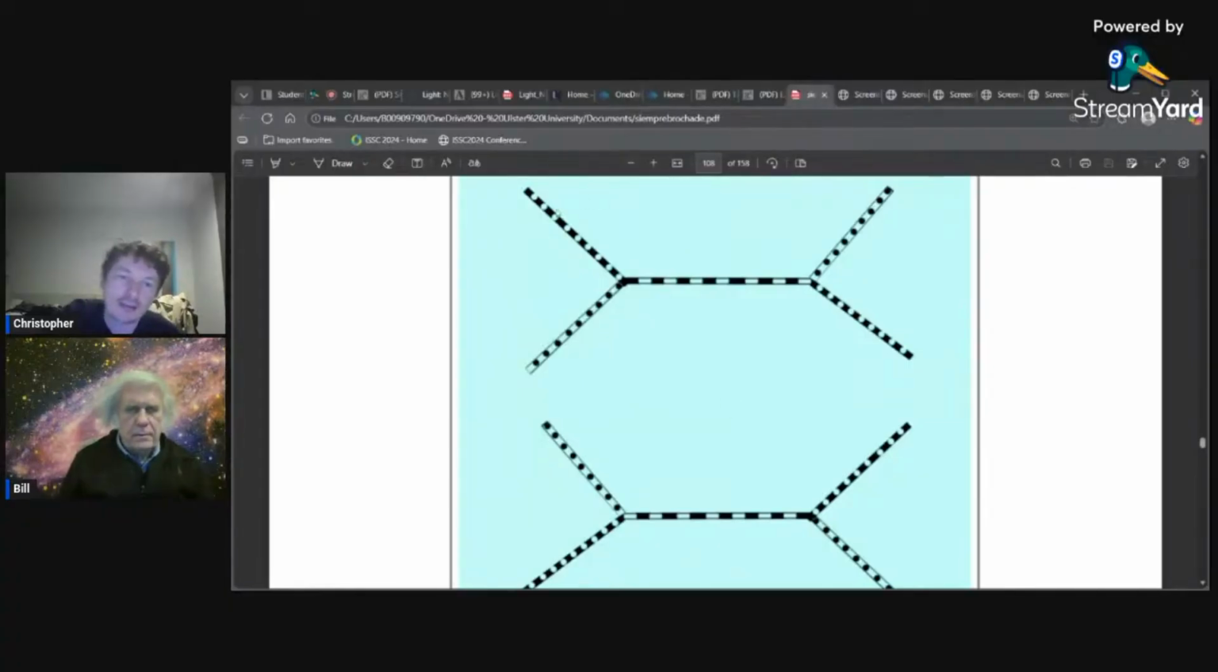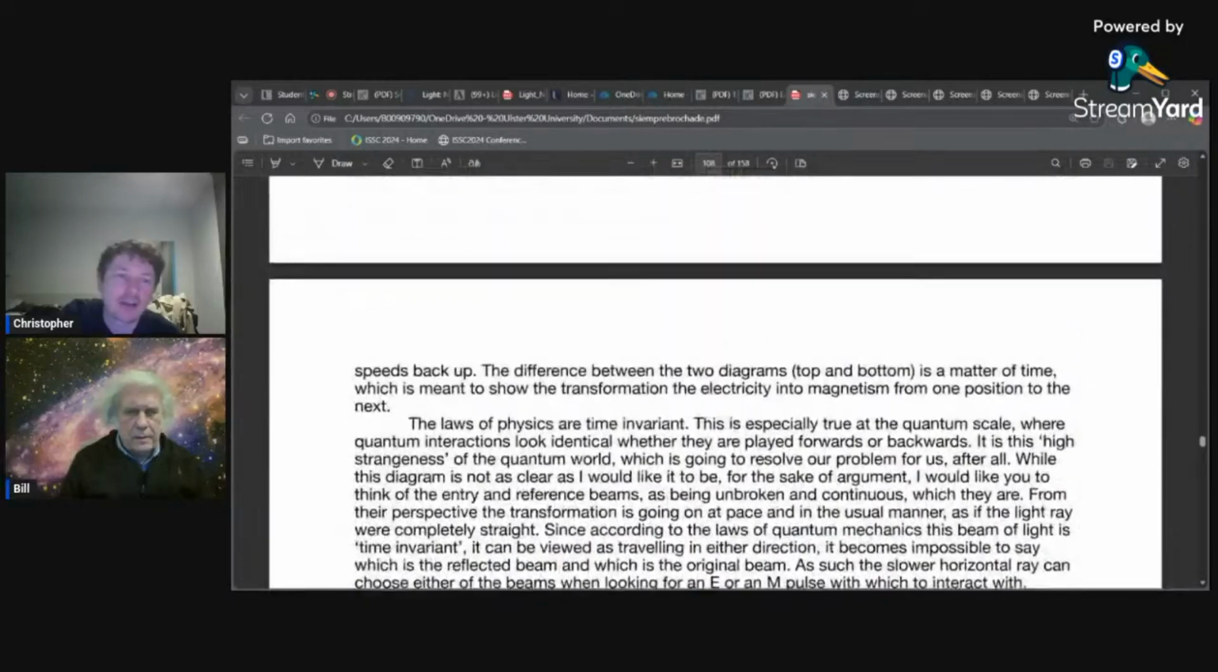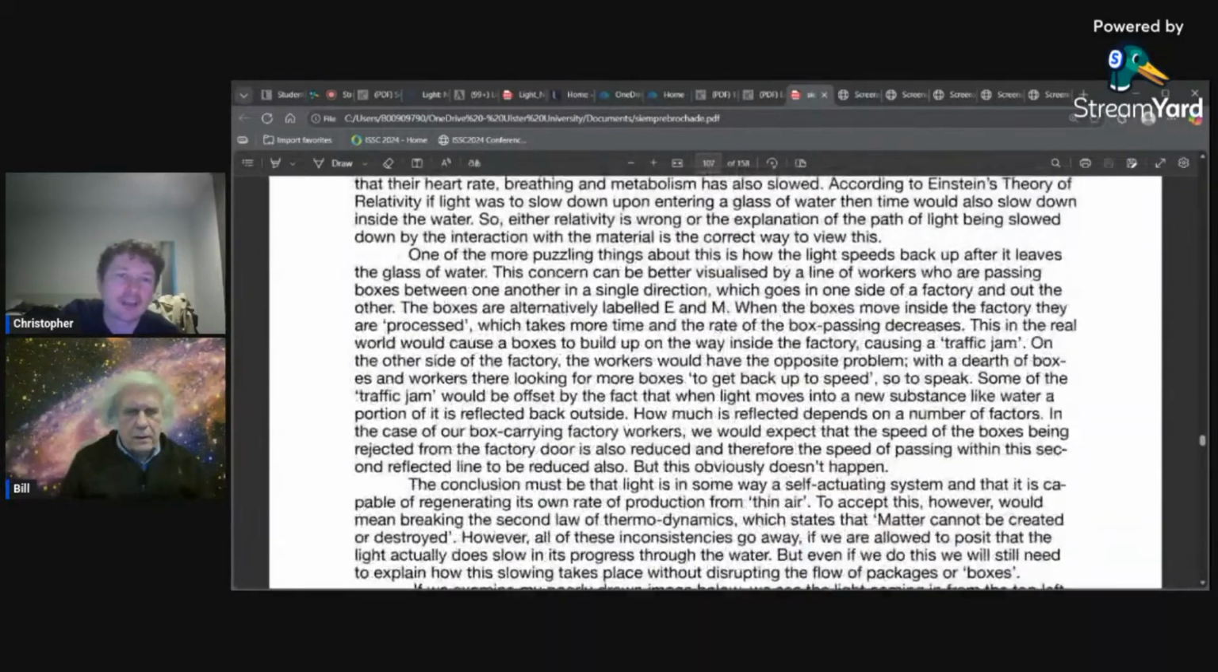So my method in this case was, I mean, it's a bit hard to explain, but I think I have some sort of analogy here. So the analogy is: visualize a line of workers who are passing boxes between one another in a single direction. Okay, so they're in a line and they're passing.